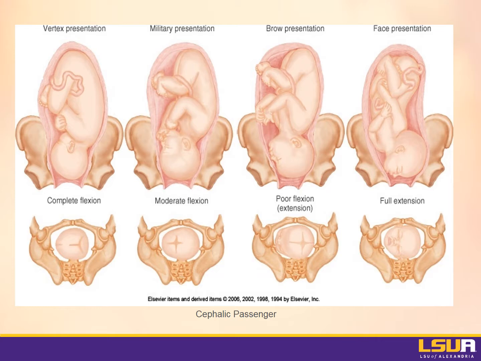for a cephalic passenger. This is head first, where you've got complete flexion, a vertex presentation. That's the one on the far left. That's the one that's the most favorable. Military presentation has some flexion. Poor flexion is the brow presentation. You can see that. And then a full extension is usually with a face presentation.